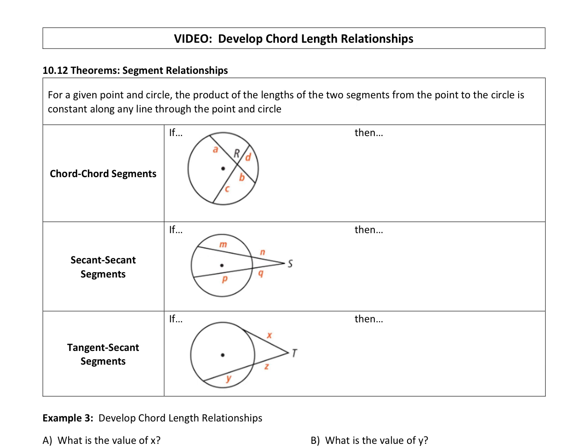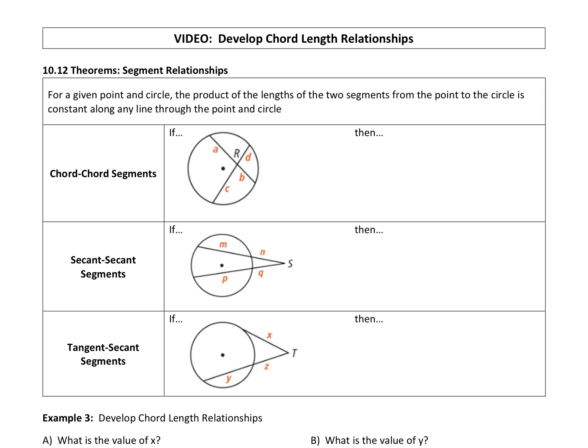So let's say that you have chord segments. So here we have a circle. Here's a chord and a chord. So up here it says for a given point in a circle. So here's the point R. What they're saying is that if I draw a segment through R, I am going to draw this way. That gives me segment, that part of that segment is A. This part is B. The product of those, so A times B, will be equal to the product of the other segment, C times D.